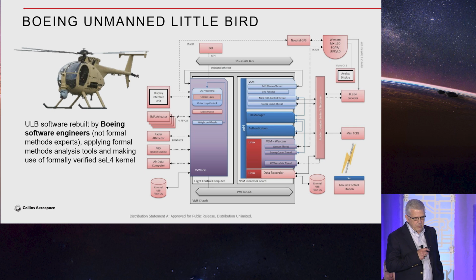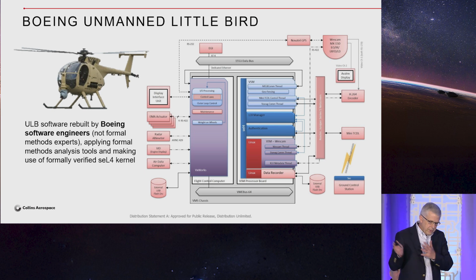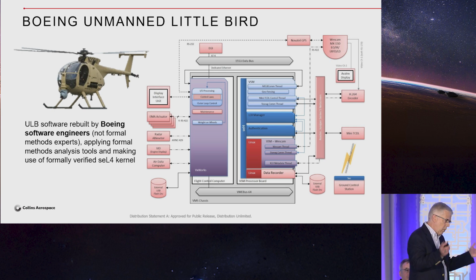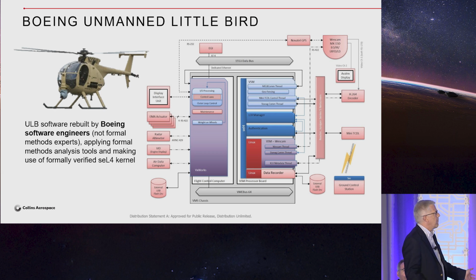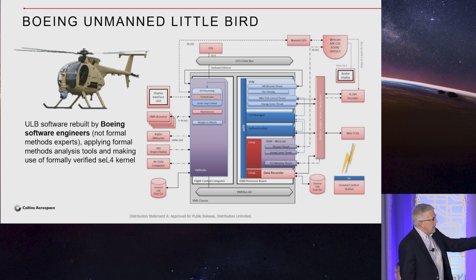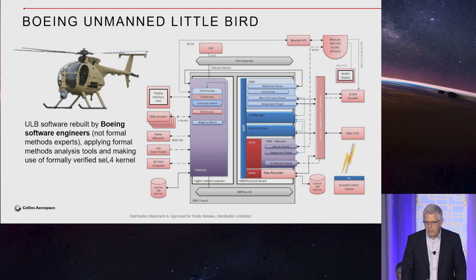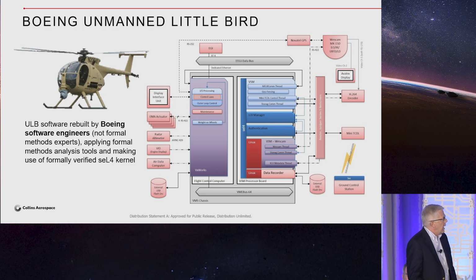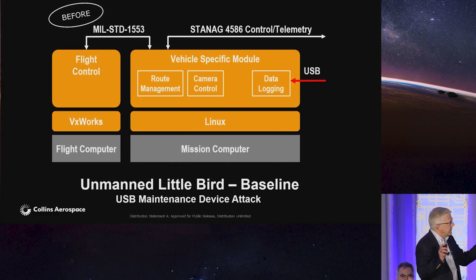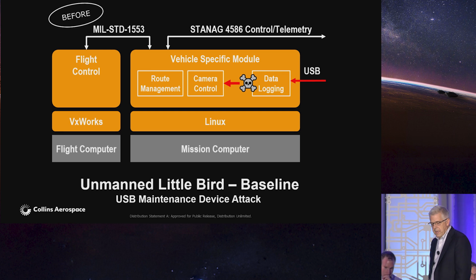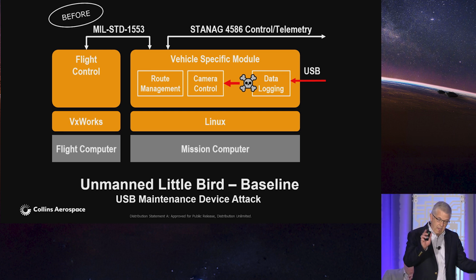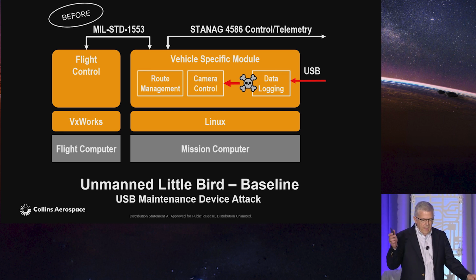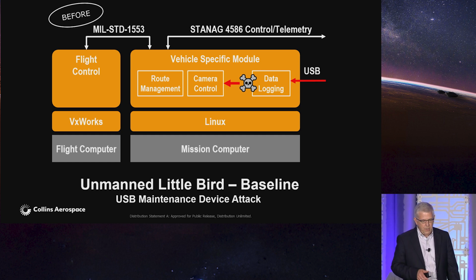So as was mentioned before, all the work using these same tools and porting the software to run on seL4 had to be done by the Boeing software engineers who were not formal methods experts. The blue stuff in there is all things that got re-engineered and rehosted on seL4. If we look at the cartoon of the architecture, you can see we've got a lot of similarity here, right? We've got the telemetry link, and we've got the flight control computer and the mission computer.